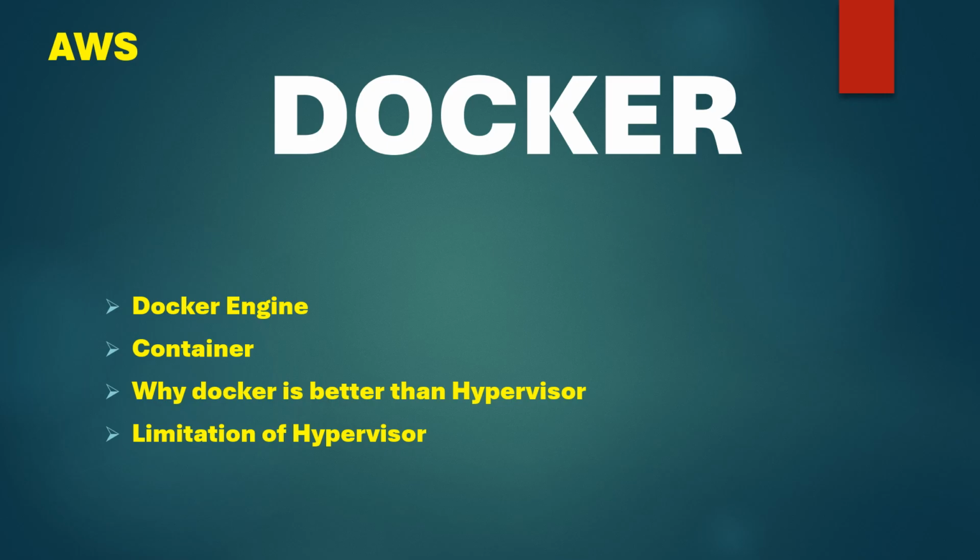Today we will discuss AWS Docker, which includes what is Docker Engine, what is a container, why Docker is better than hypervisor, what are the limitations of hypervisor, and why organizations are preferring Docker over hypervisor. And apart from this, in the last session we had discussed artificial intelligence as per the request of one subscriber. I hope you liked that video.